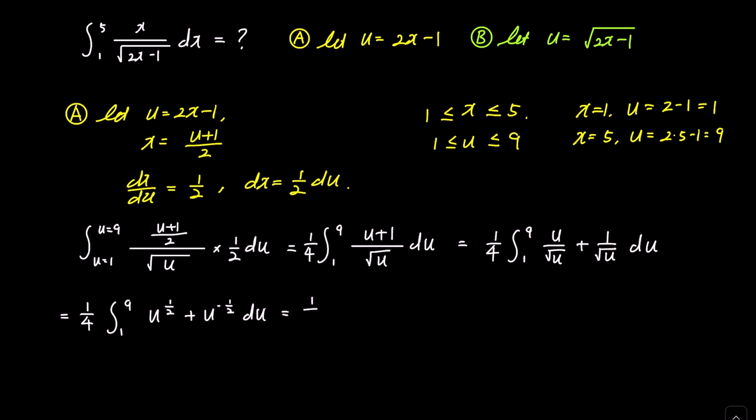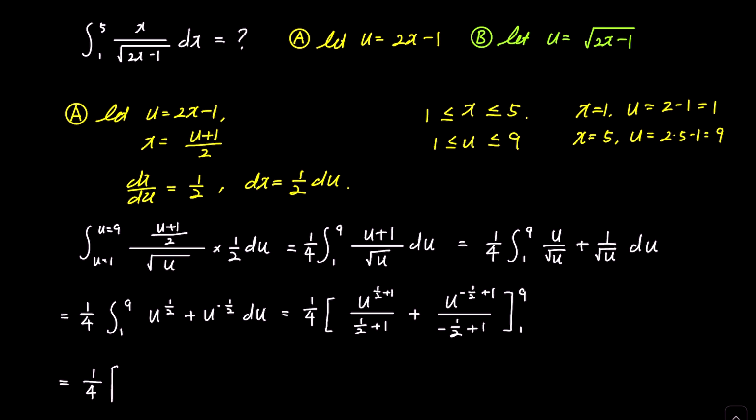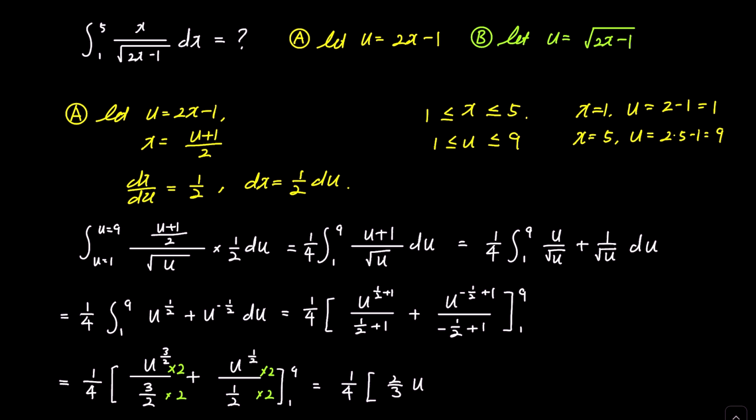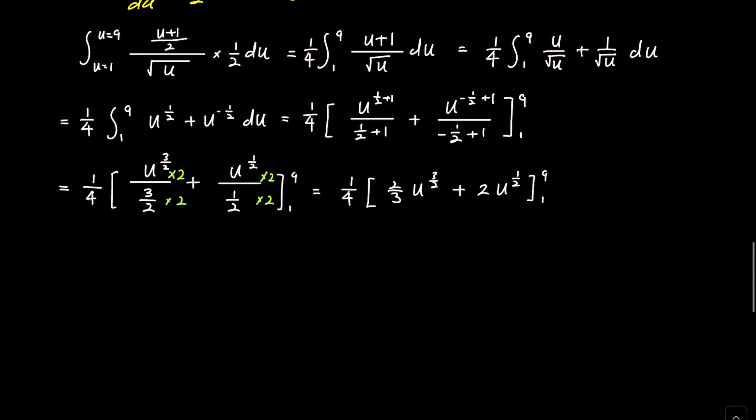Now, integrating each term, we obtain 1 over 4 times the bracket u to the power of half plus 1 over half plus 1, plus u to the power of negative half plus 1 over negative half plus 1, from 1 to 9. When you simplify the bracket terms, it becomes 1 over 4 times the bracket u to the power of 3 over 2 over 3 over 2, plus u to the power of half over half. And multiplying each term by 2 in the numerator and denominator, we get 1 over 4 times 2/3 times u to the power of 3 over 2 plus 2 times u to the power of half, from 1 to 9. Now, we can easily find the value of the definite integral.